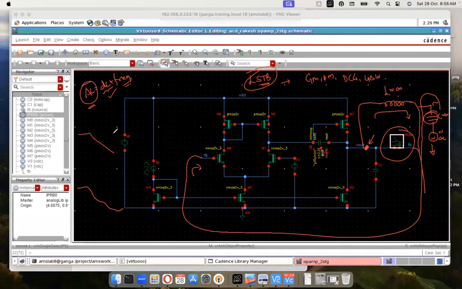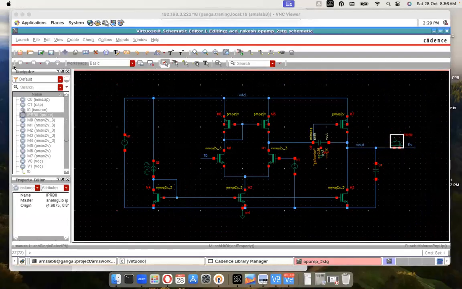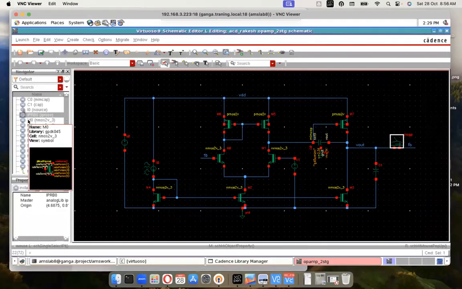Now, how do we do that? Let's go back. I'll erase everything. LSTB is an HSpace term. We also have a stability analysis in Cadence.